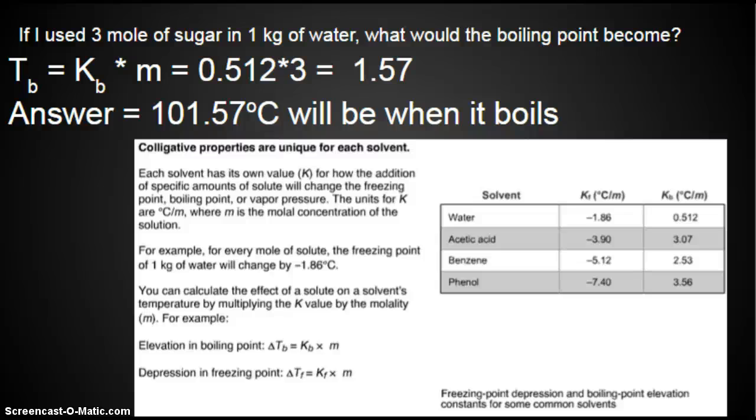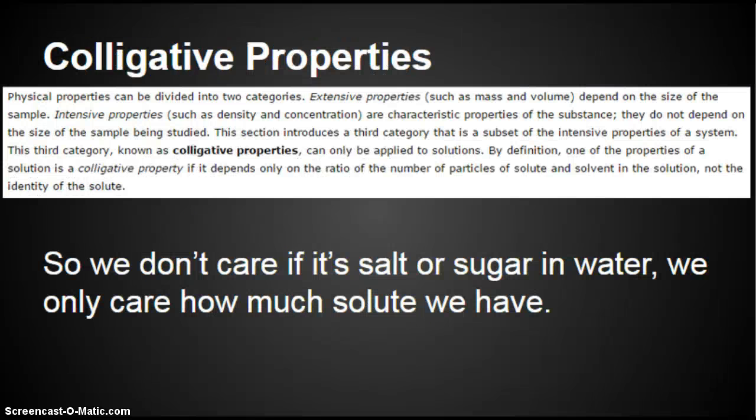All right. So, colligative properties. Physical properties can be divided into 2 categories. Extensive properties, such as mass and volume, depend on the size of the sample. Intensive properties, such as density and concentration, are characteristic properties of the substance. They do not depend on the size of the sample being studied. Okay, so that's okay. You don't need to know these words. It was just kind of some extra background for you.